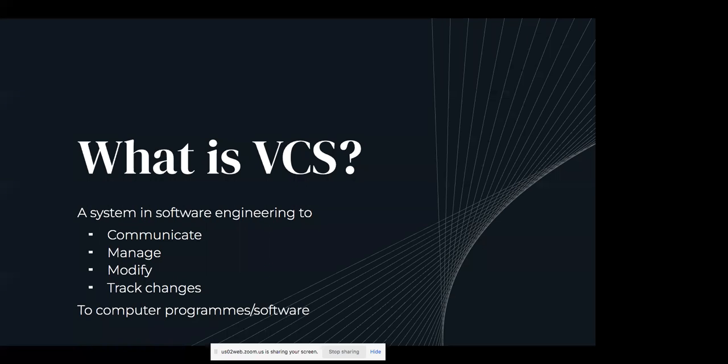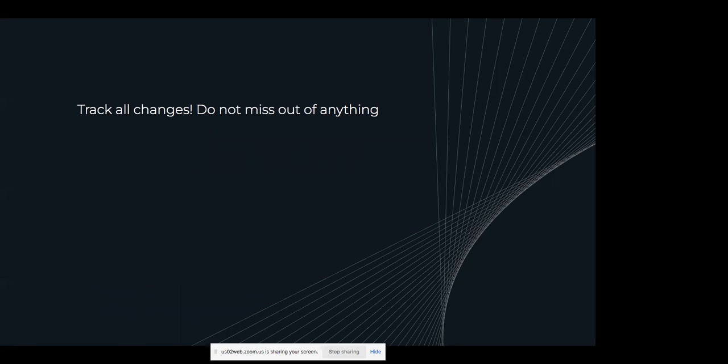And you can basically track all changes that have been made, the minutest one and even the biggest one, with a version control system. And that's basically what it is. So you are able to track every single change in the system without missing out anything if you're controlling your system with version control.